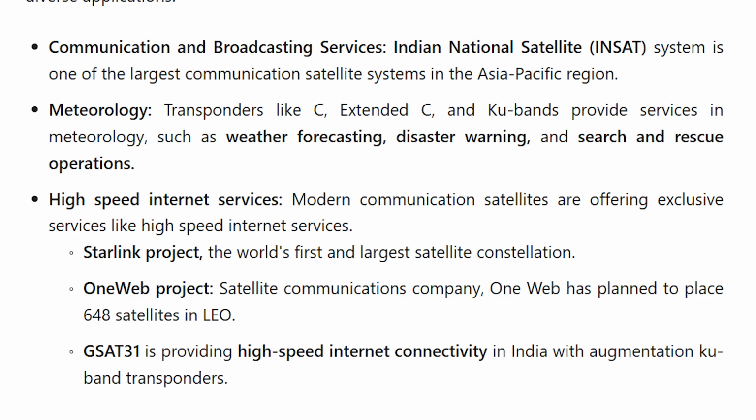High-speed internet services. Modern communication satellites are offering exclusive services like high-speed internet services. Starlink project, the world's first and largest satellite constellation. OneWeb project, satellite communications company. OneWeb has planned to place 648 satellites in LEO. GSAT-31 is providing high-speed internet connectivity in India with augmentation Q-band transponders.